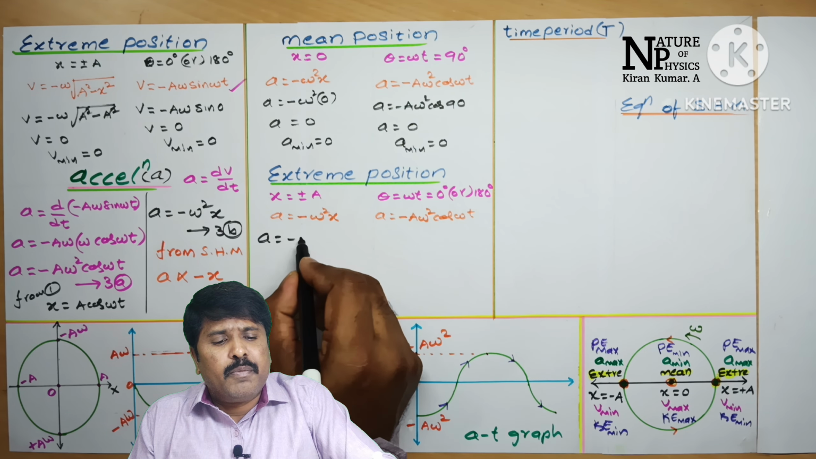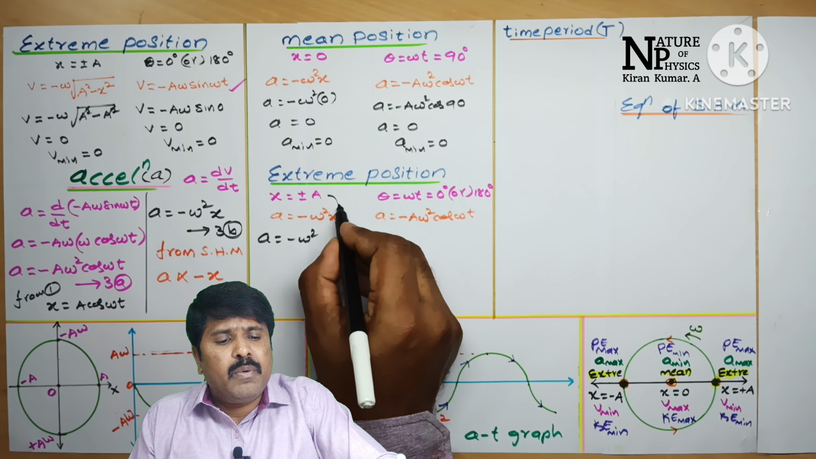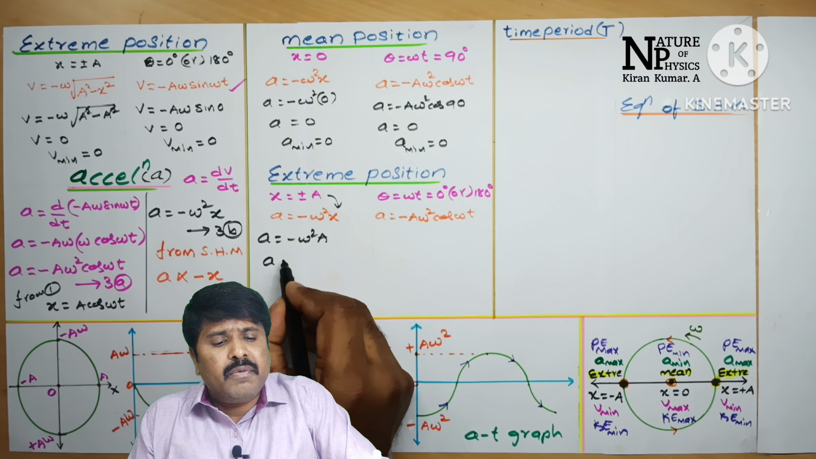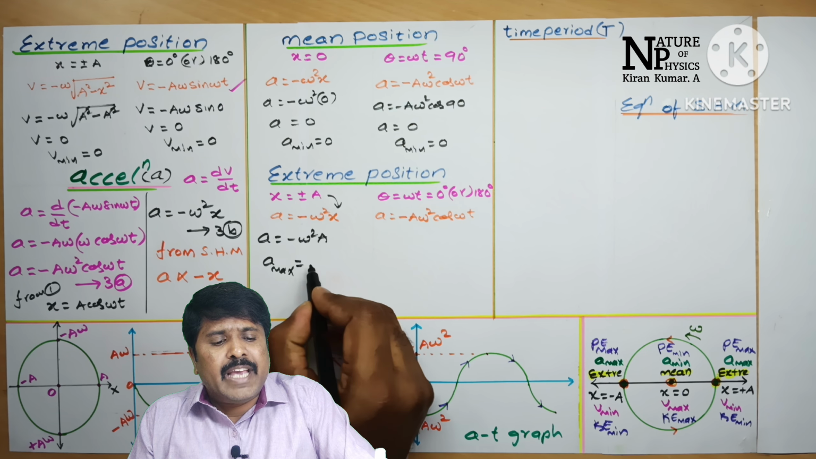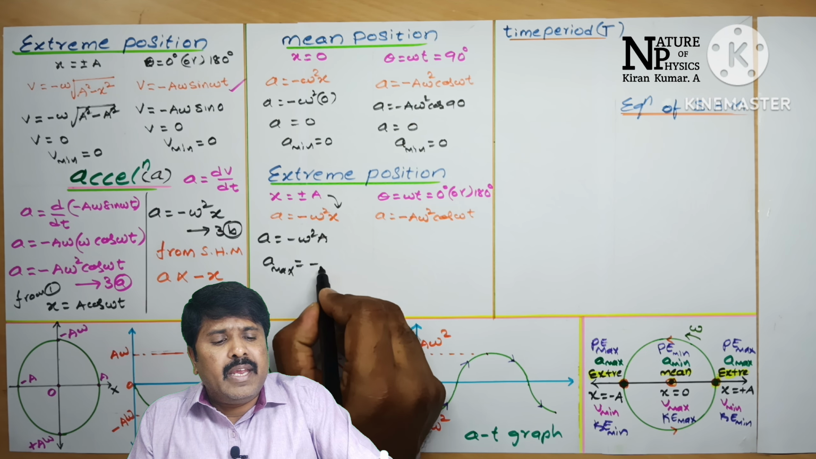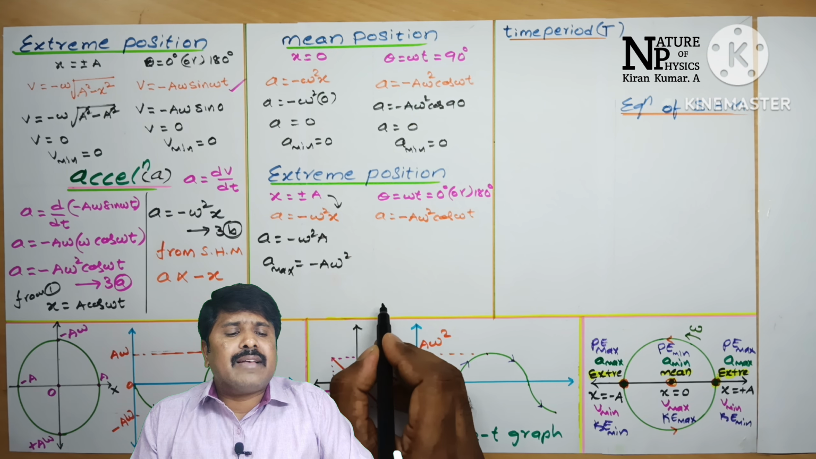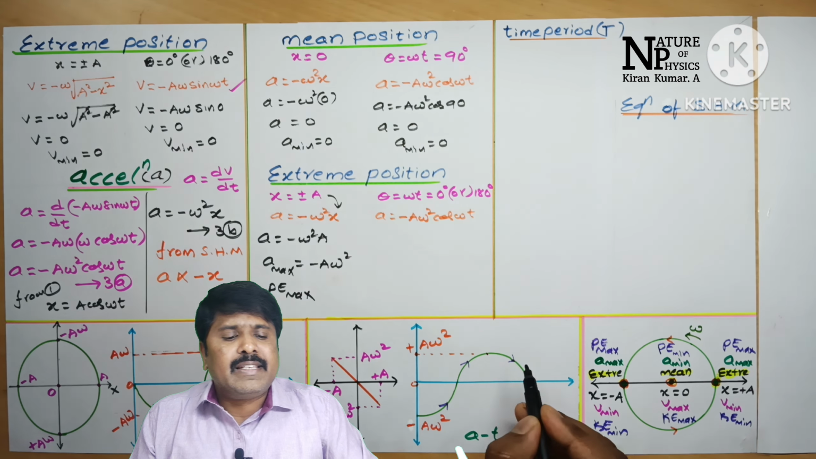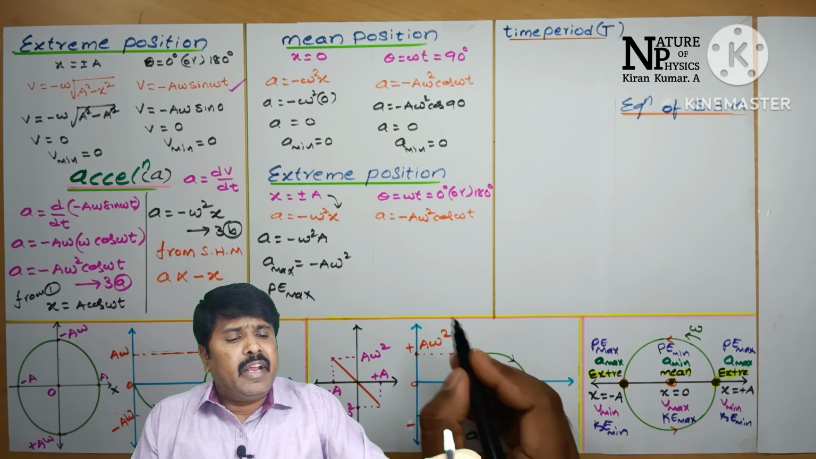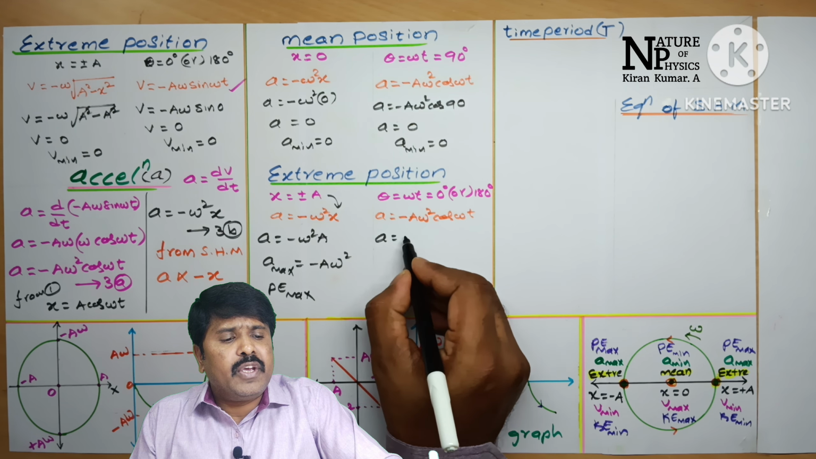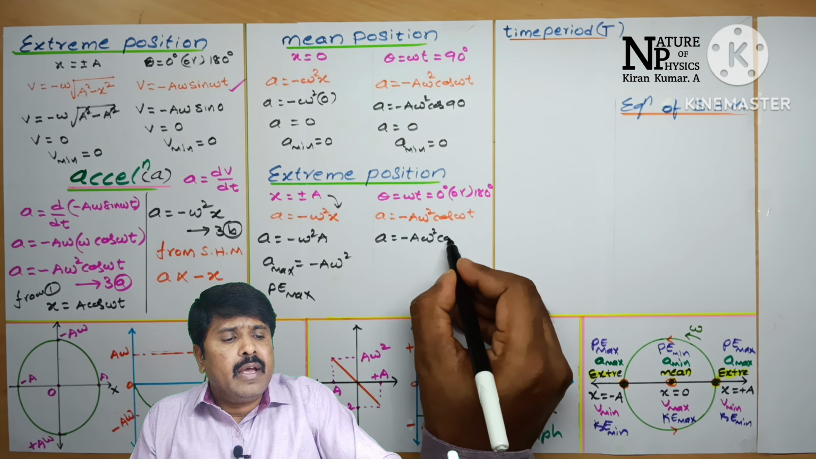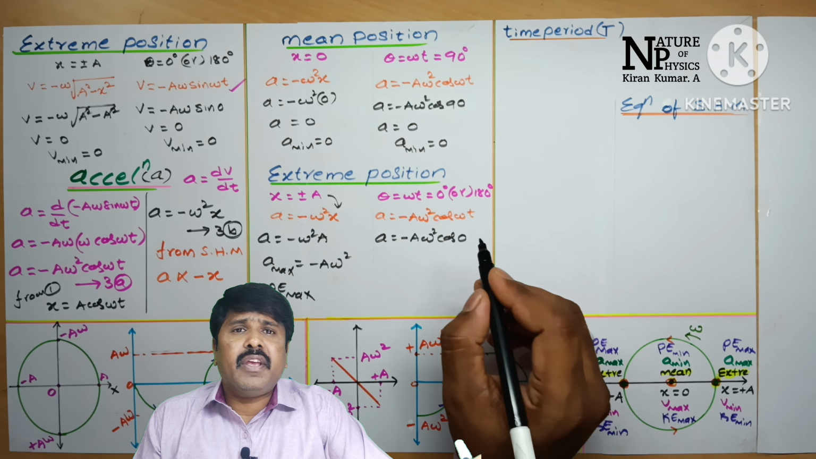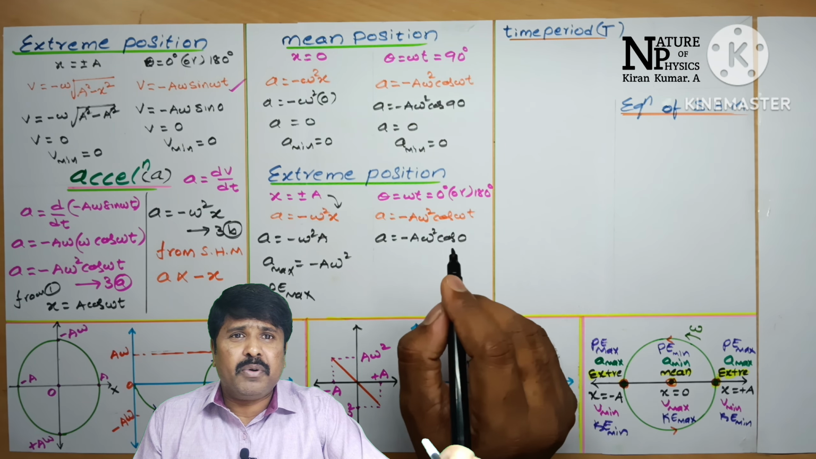So a is equal to minus omega square, with the x value replaced by A, so maximum acceleration is equal to minus A omega square. Here acceleration is maximum, and potential energy is also maximum. And next one here, acceleration a is equal to minus A omega square cos 0, cos 0 is equal to 1, cos 180 is equal to minus 1, so we get plus or minus amplitude.